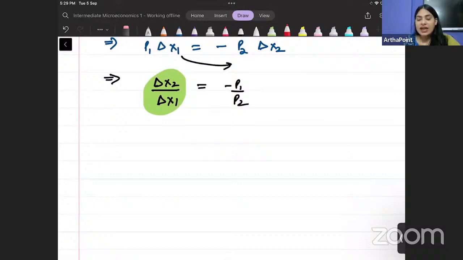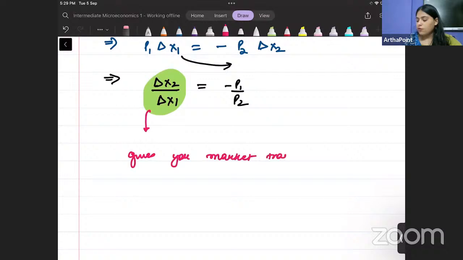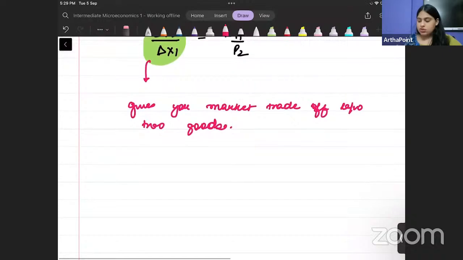So this is another way to measure the slope. So you can measure the slope using any of these formulas. I hope this is clear to you. Now try to think about it. But this slope gives you the market trade-off between two goods. It gives you the market trade-off between the two goods. Take an example.